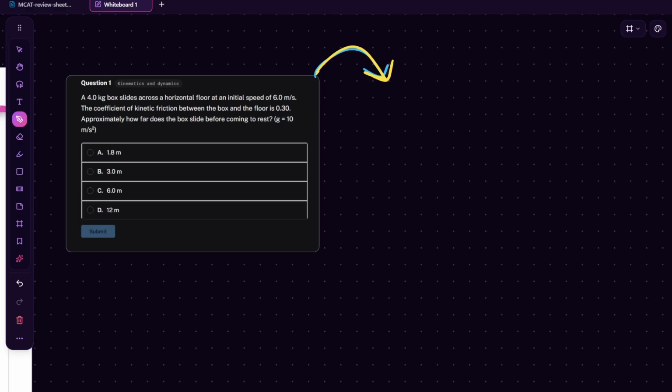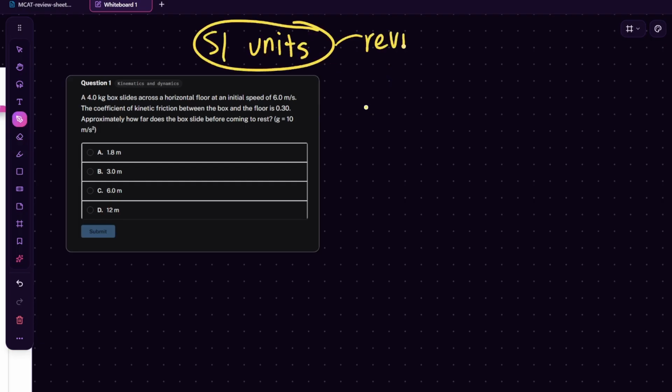So we're talking about a 4 kg box. A 4 kg box slides across a horizontal floor at an initial speed of 6 meters per second. Right, you need to understand your SI units, by the way. I don't think the review sheet even said anything about that, but you need to review SI units and what those are. SI units give us meters per second, the standard units to use. So review SI units if you're a complete beginner. Know those.